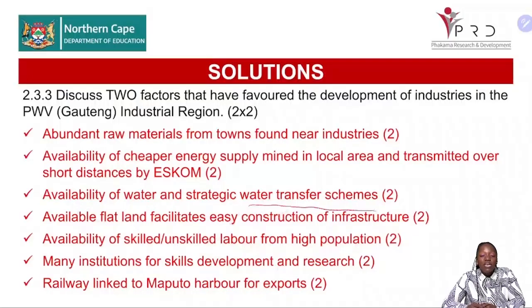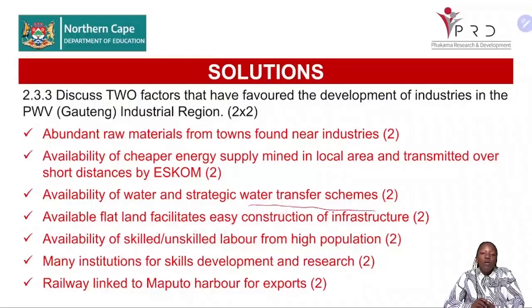Then we're also looking at the landscape of Gauteng, which is flat. The available flat land facilitates easy construction of infrastructure. Remember, it is easy and it is cheaper to construct on a flat area. The availability of skilled and unskilled labor from the high population. Remember, Gauteng attracts people from all over, be it within South Africa and abroad. So therefore, the labor force will always be available.